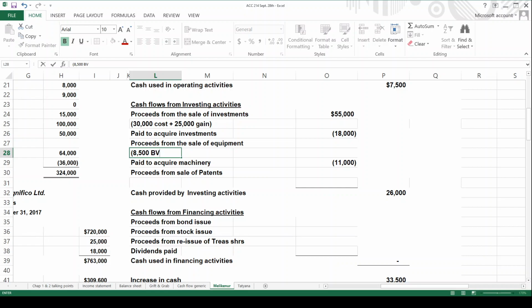That's the book value, original cost minus accumulated depreciation, plus or minus gain or loss. And the answer here is what? There was a loss of $3,000. So we sold something at a book value of $8,500, but we took a $3,000 haircut. So what does that mean? That means we only collected $5,500.